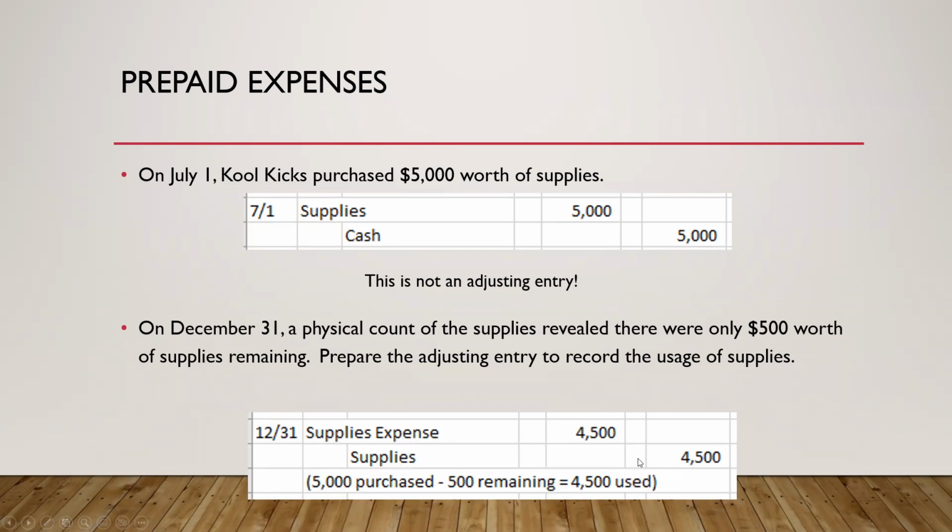If we don't credit supplies the asset, then what happens is when we do our financial statements, it looks like we still have $5,000 worth of supplies on our trial balance, and that will show up on our balance sheet. But if we physically counted the supplies and we determined that there's only $500 left, then we have to make sure on that balance sheet that $500 shows up. That's why we do the adjusting entry.